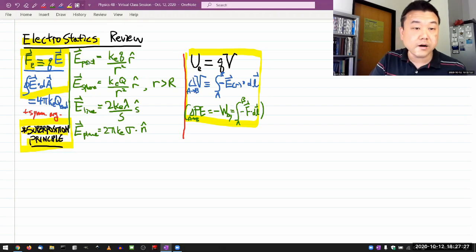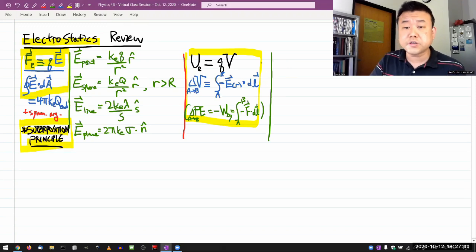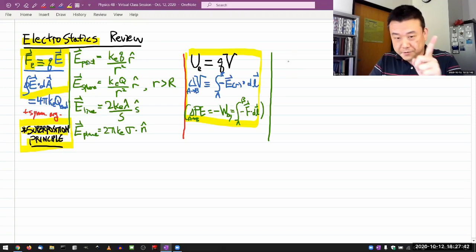So with this, there are a bunch of formulas that are also derived, that are good to know. There's the potential due to a point charge, and it's in this context where I introduced the idea of a universal reference. So let me write down the formula.